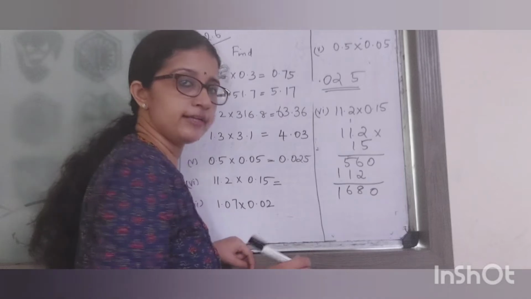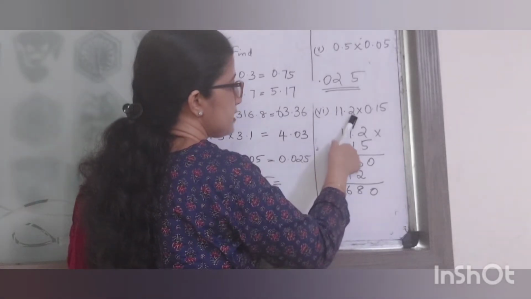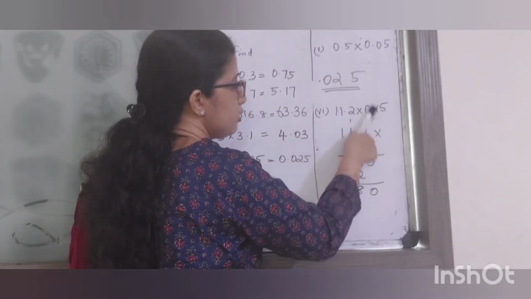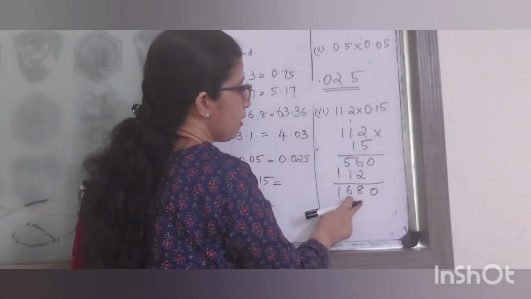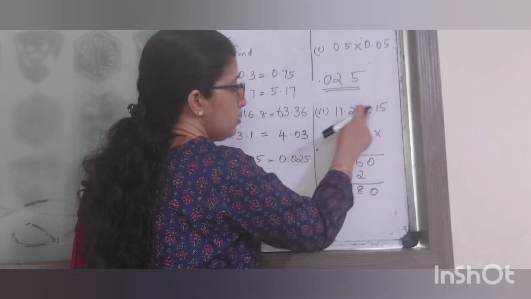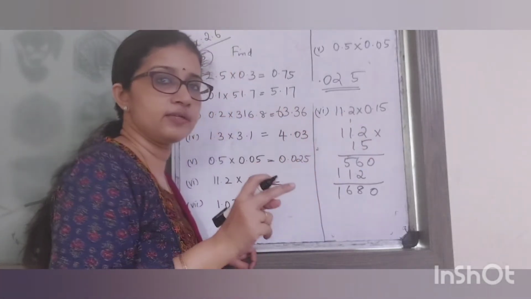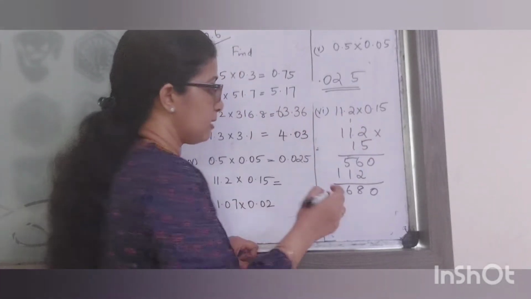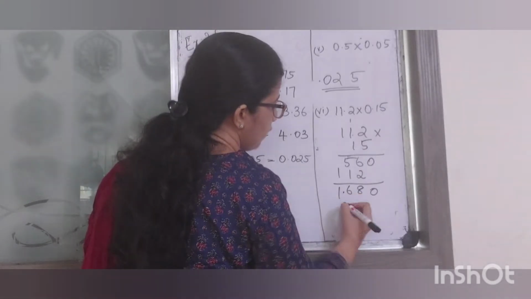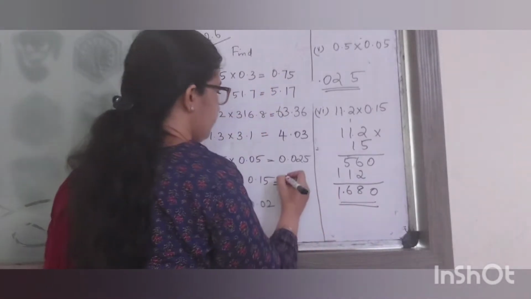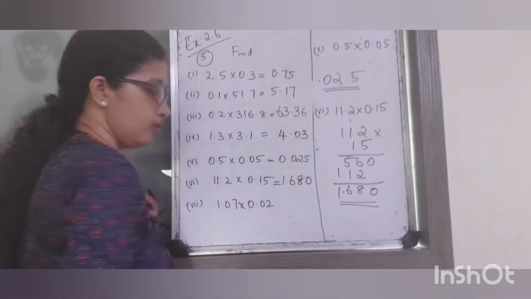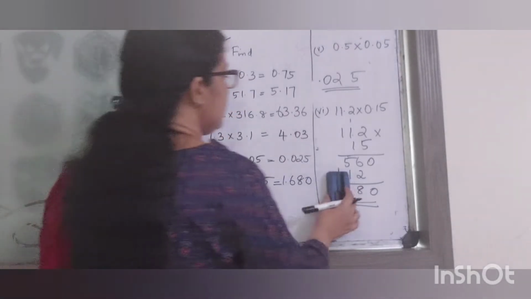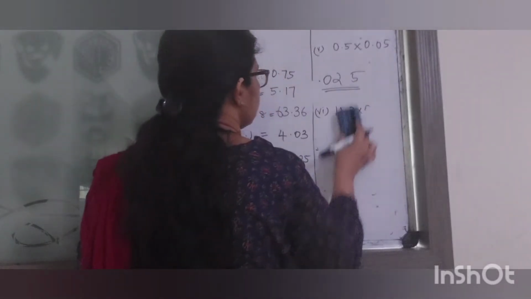Now where should we put the decimal point? Here one digit is there to the right hand side. Here 2 digits are there to the right hand side of the decimal point. So in the answer, how many digits should be there? 1, 2, 3. So 3 digits should be there to the right hand side of the decimal point. So the answer will be 1.680. Okay.